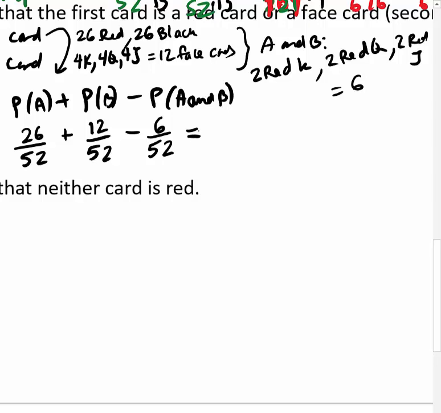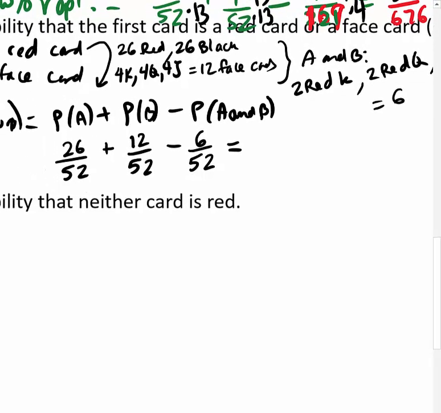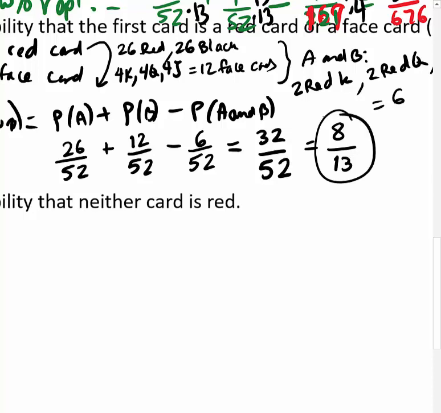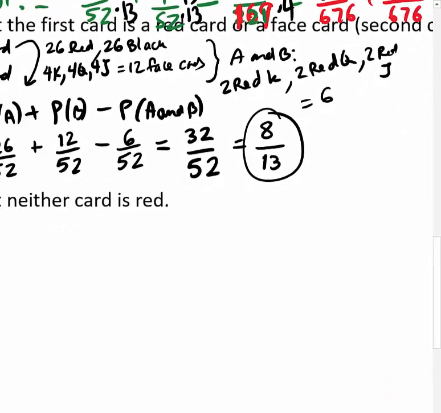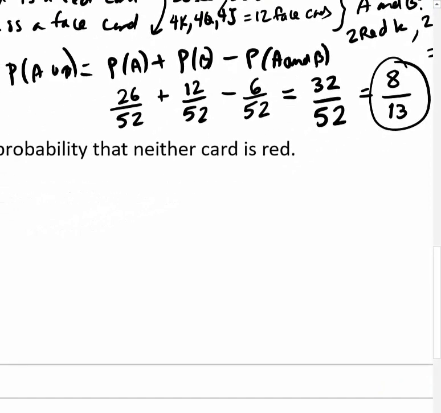Thankfully, I could reduce these fractions if I wanted to, but I'm about to add and subtract. If I reduce, they might have different denominators, which will hurt me. I'd rather add and subtract first, and then reduce if it's possible. So 26 and 12 is 38. 38 minus 6 is 32 out of 52, and that reduces by 4 to leave 8 out of 13. Is that right? Yeah, I think so. There we go. It's got an 8 out of 13 shot of a random card being drawn being either a red card or a face card. That's better than 50-50 odds, right?